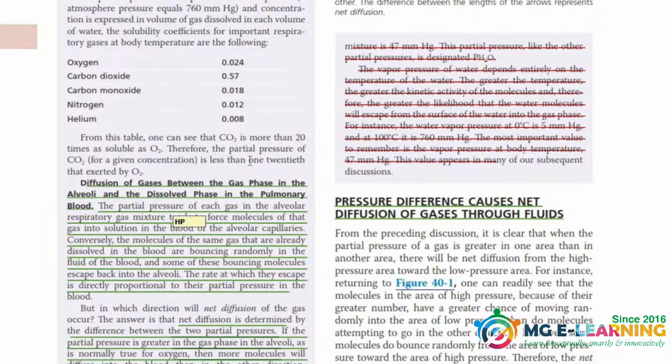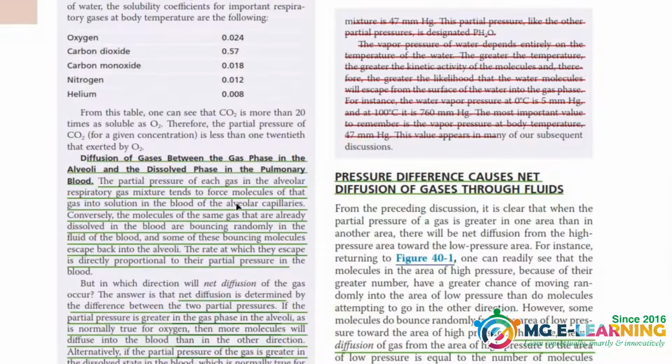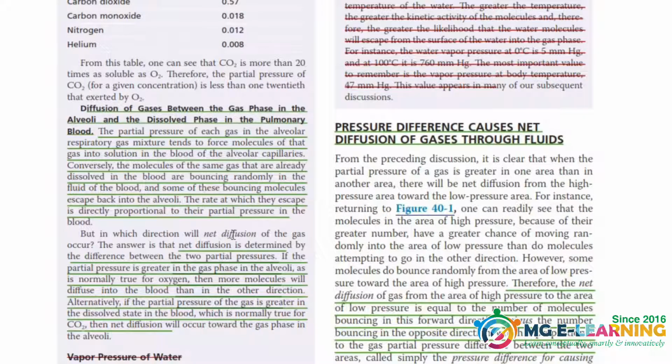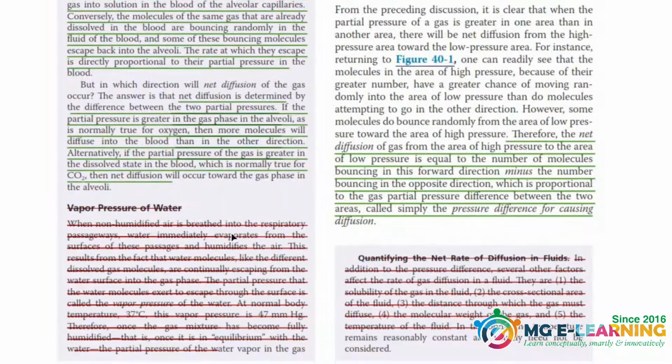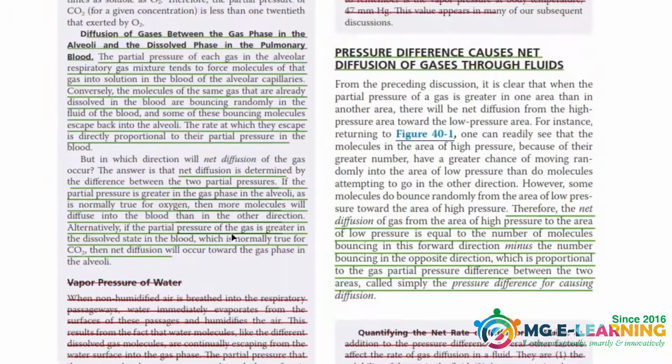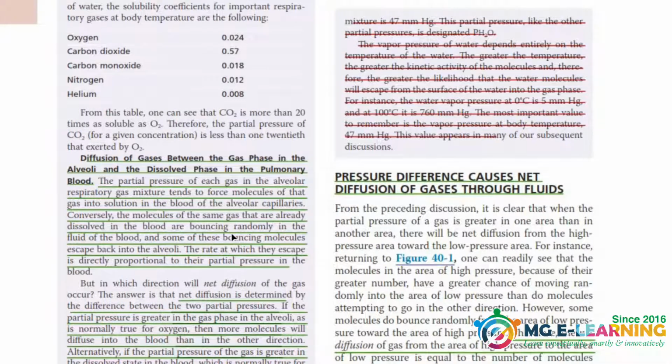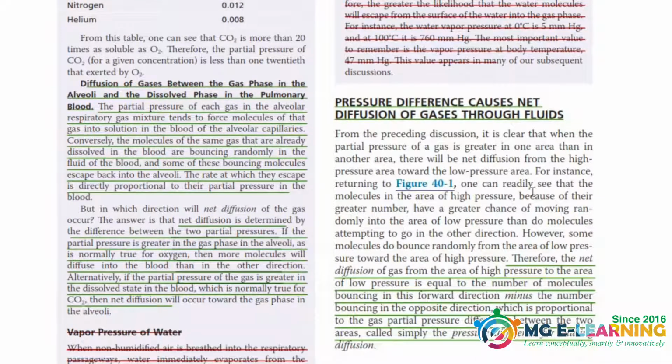Then diffusion of the gases between the gas phase and the alveoli. This is again for your concepts, no need of memorizing. Then is the vapor pressure of water. You can neglect this topic. Next is pressure difference causes net diffusion of gases through the fluids. So this is a basic concept. You already know this, but just give it a read.